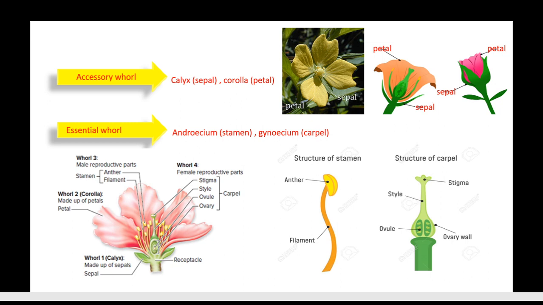Next question. Draw the structure of a stamen and label its different parts. Next question. Draw the structure of a carpel and label all its parts. So these are the questions you have to write answers to on paper, and these are all about the flowers.